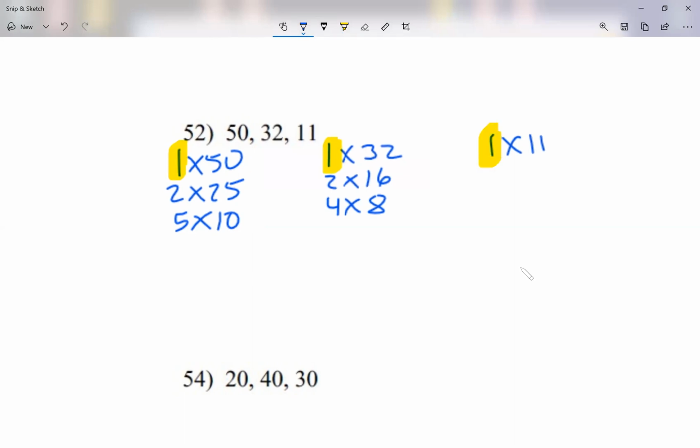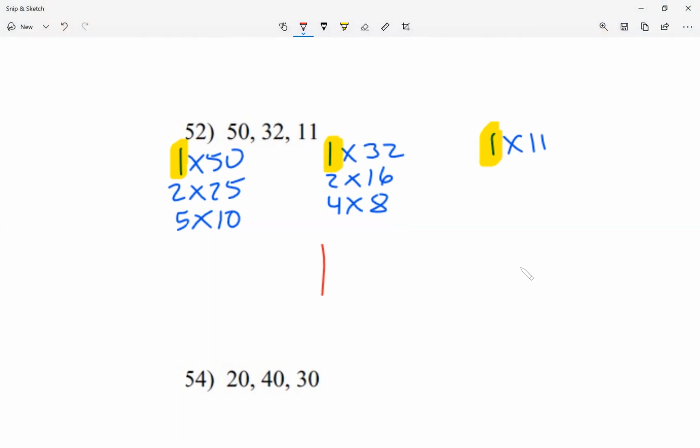My question here is: is there any other common factor that is bigger than 1? I'm finding the greatest common factor, and nope, I don't find one. So 1 is it. 1 is the greatest common factor.